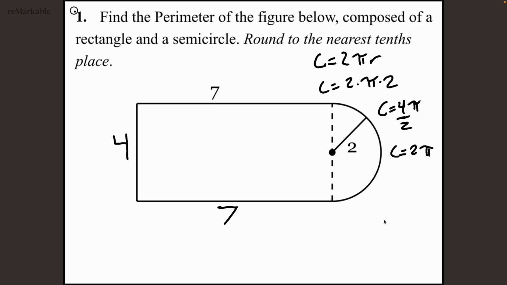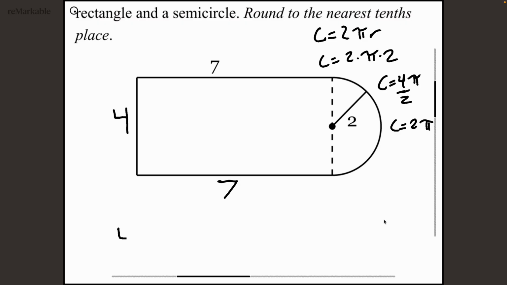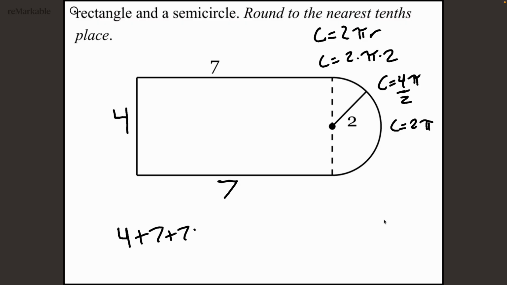Now, do not put 2 pi in your calculator yet. For the perimeter, I want you to do everything together. We have the value of all our sides, so I have 4 plus 7 plus 2 pi. In your calculator, put the 2 pi in parentheses and then add everything together, because then it will give your official answer. You cannot round 2 pi to the nearest tenth and then add, because sometimes that's going to be calculated wrong, depending if you're dealing with decimals.